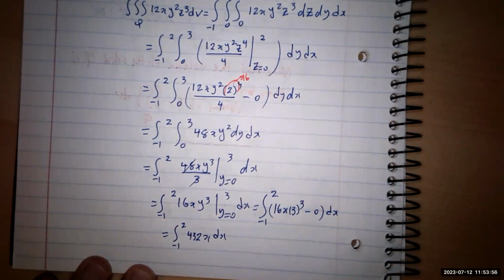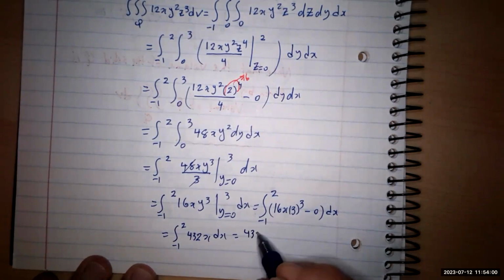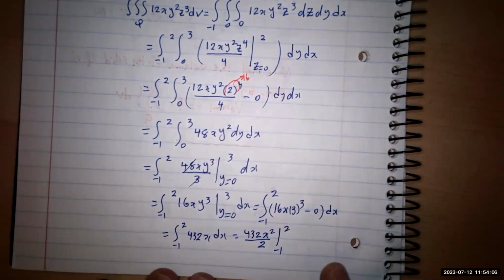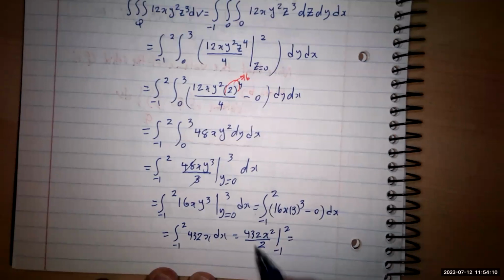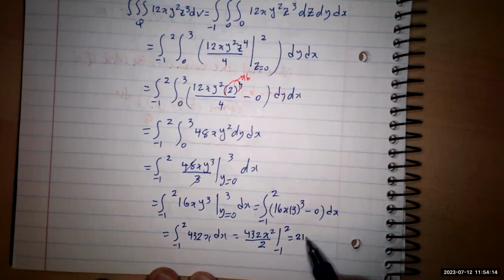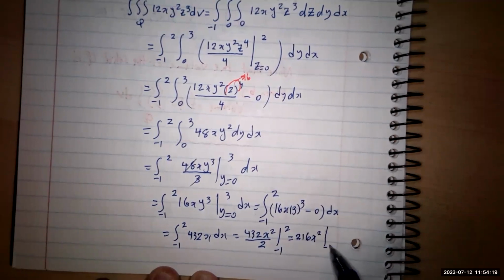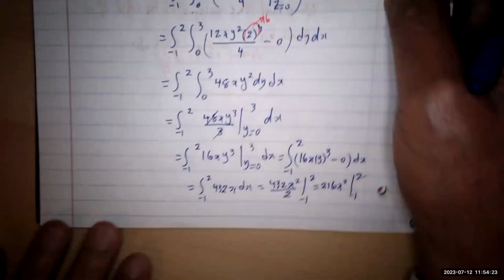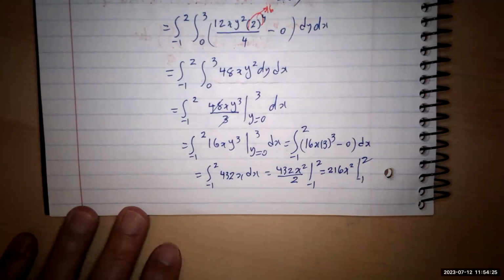Okay, now it's time to integrate with respect to x. That gives 432x squared over 2, from -1 to 2. You can simplify by 2, which gives 216x squared from -1 to 2. Now substitute these two numbers to get the final answer.